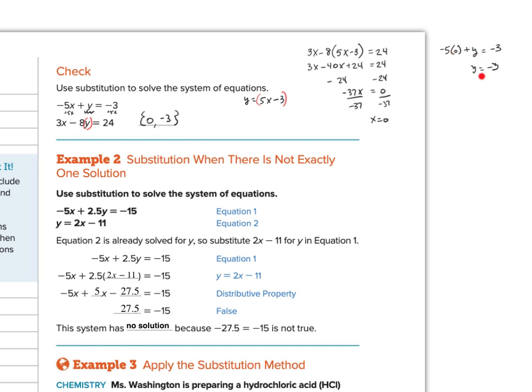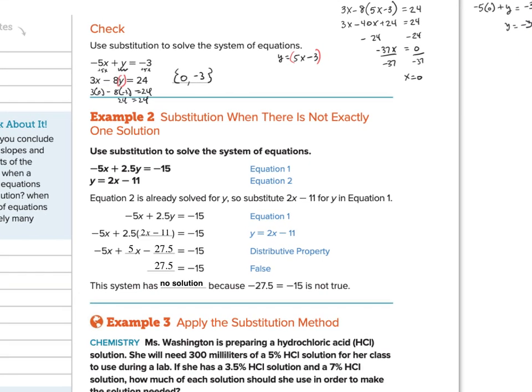So y is equal to negative 3. Y is equal to negative 3. If you plug those two back in, you can check your answers and you'll find they're correct, because here this would be 3 times 0 minus 8 times negative 3, which equals 24, and yes, 24 equals 24. So you can check them and verify that they are accurate.